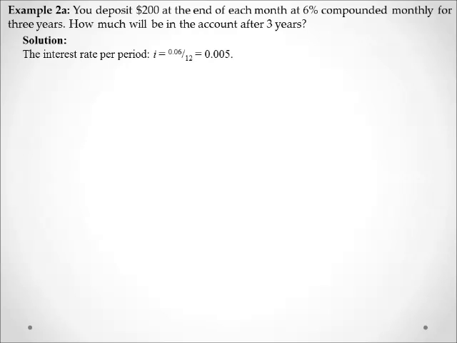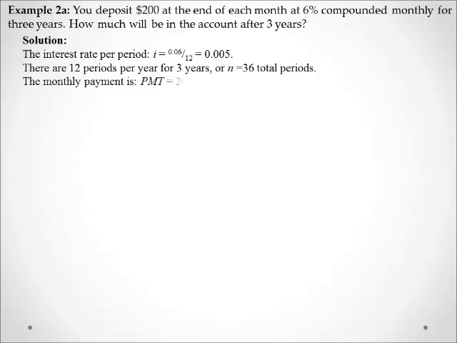The interest rate per period, I, is 0.06 divided by the number of periods per year, 12, or 0.005. And there are 12 periods per year for 3 years, so there are a total of 36 periods, and n equals 36. And the monthly payment is $200.